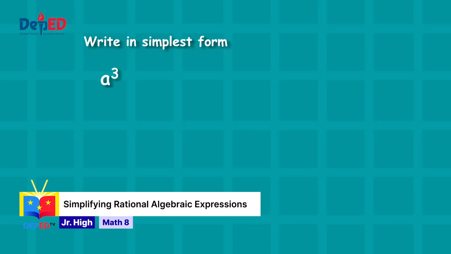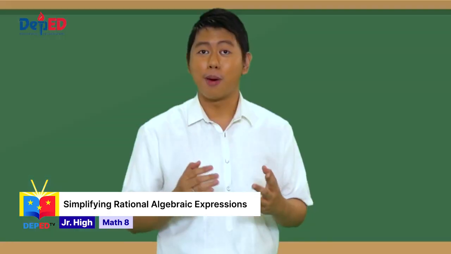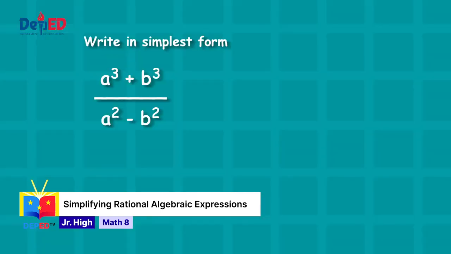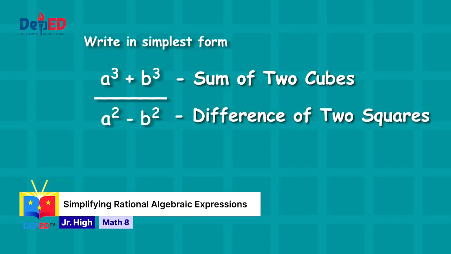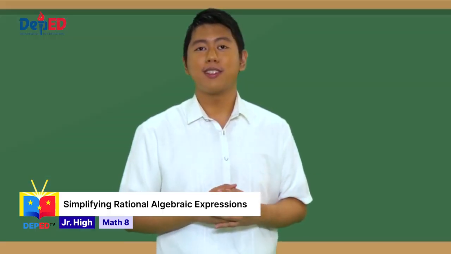Write the expression a cubed plus b cubed all over a squared minus b squared in its simplest form. Do you remember these polynomials? The numerator, a cubed plus b cubed, is a sum of 2 cubes, while the denominator is a difference of 2 squares. To simplify this, we need to remember how to write them in factored form, which we learned in our previous episodes. Can you give me their factored forms?